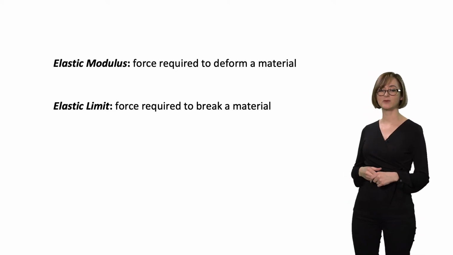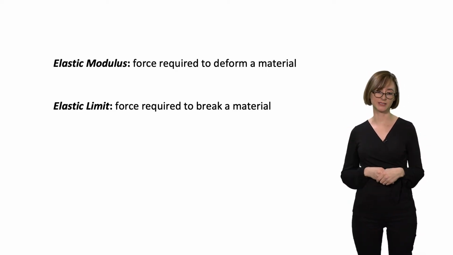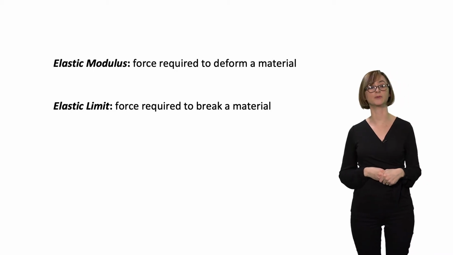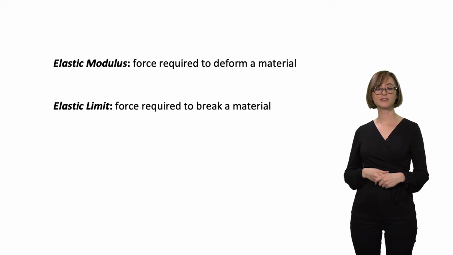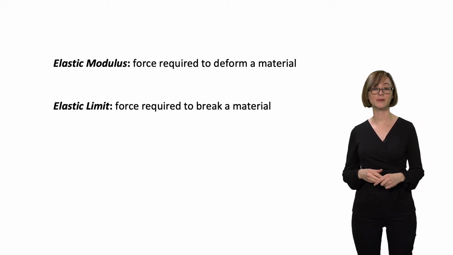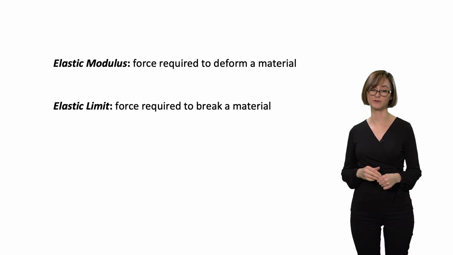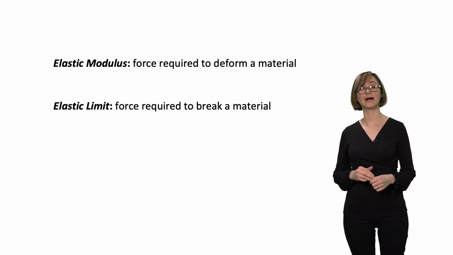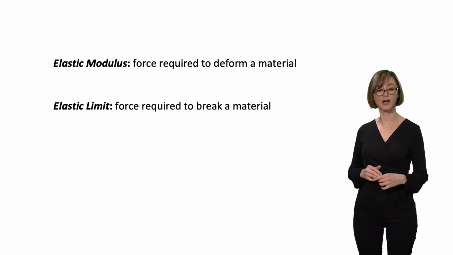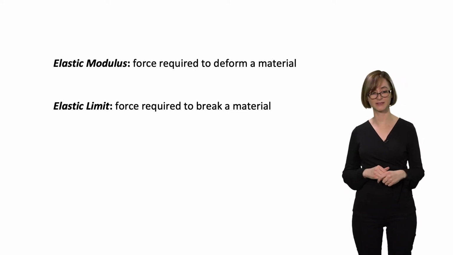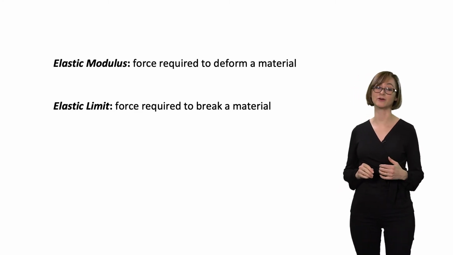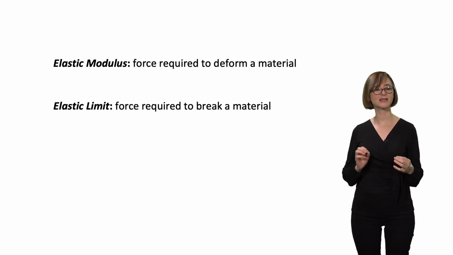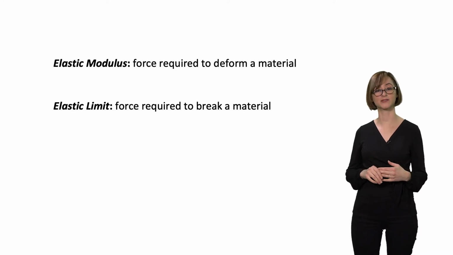All materials have what's called an elastic modulus, which is the amount of force that it takes to deform the material, which means to stretch it or bend it. Beyond that, each material has an elastic limit, the maximum amount of force that the material can take before it breaks. Very strong materials like Kevlar have a very high elastic limit, and weak materials like cotton have a low elastic limit. In some materials, the elastic modulus and the elastic limit are really close to each other. It only takes a tiny bit more force to break the material than it does to stretch it.